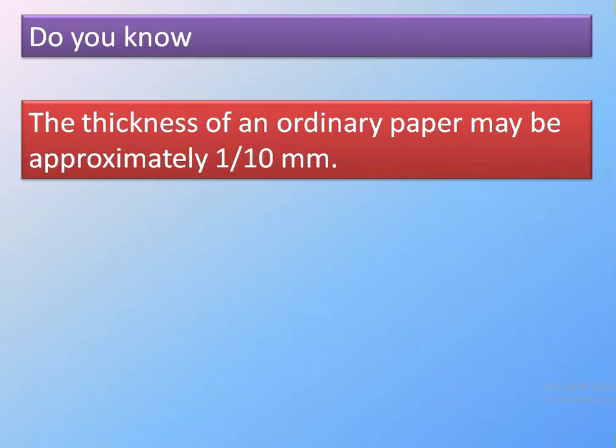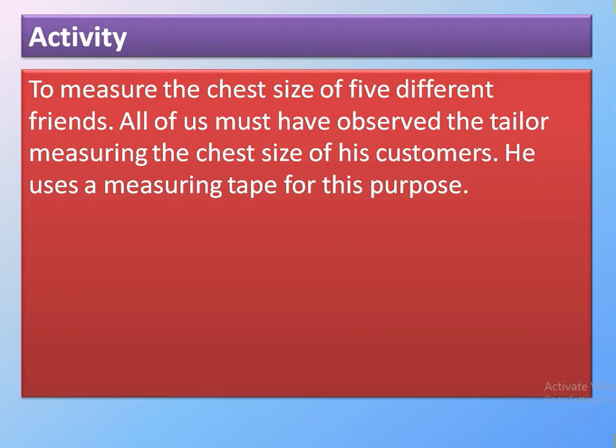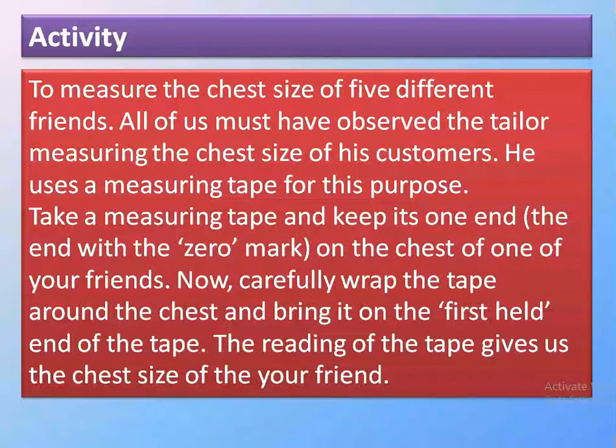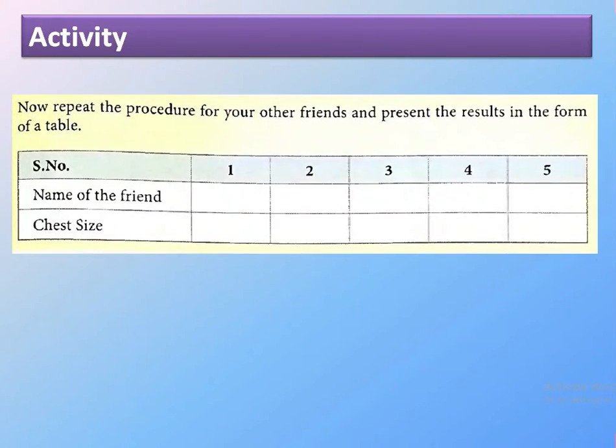Do you know the thickness of an ordinary paper may be approximately 1/10 millimeter. To measure the chest size of 5 different friends, all of us must have observed the tailor measuring the chest size of his customers. He uses a measuring tape for this purpose. Take a measuring tape and keep its one end, the end with the zero mark, on the chest of one of your friends. Now carefully wrap the tape around the chest and bring it on the first held end of the tape. The reading of the tape gives us the chest size of your friend. Now repeat the procedure for your other friends and present the result in the form of a table.